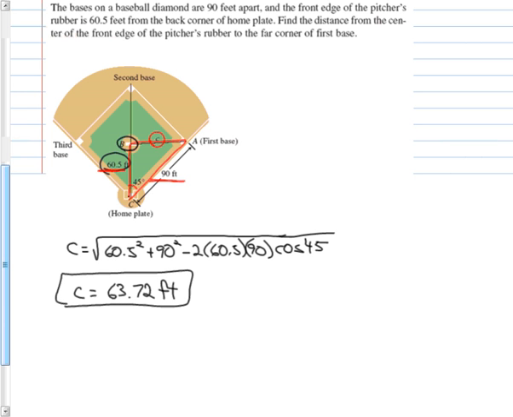So the pitcher's rubber is a little bit closer than that line between first and third base. So it's not quite exactly in the middle. I don't know who dreamed that up. I mean, why didn't they just stick it in the middle? But anyway, they didn't.